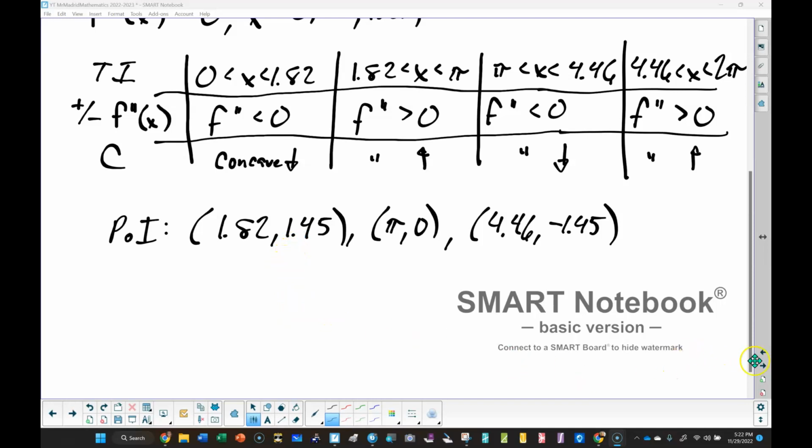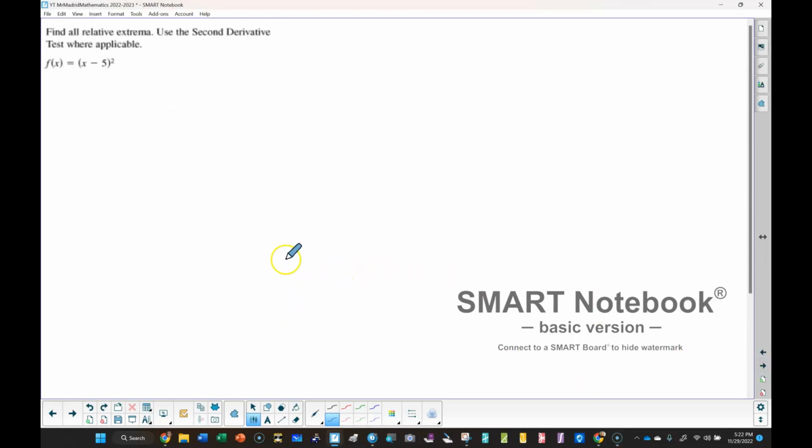Alright, let's move on. This one reads like this. Find all the relative extrema. Use the second derivative test where applicable. This one is a lot simpler of an example because I want to make sure we really hit the objectives. So let's get started. You've got f of x equals x minus 5, that squared.